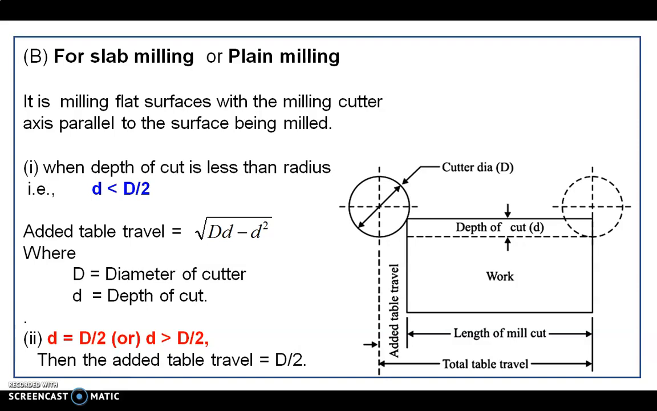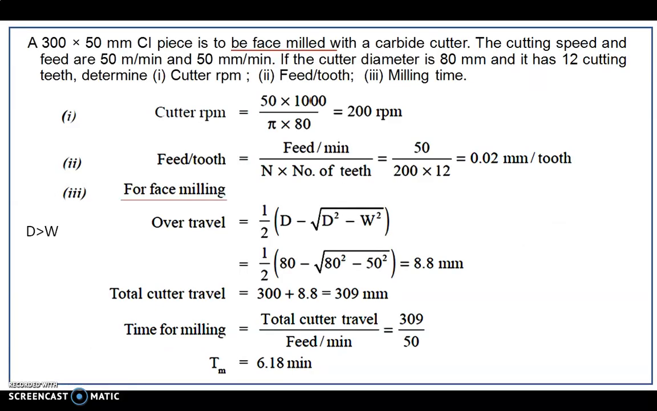When the depth of cut is less than the radius of the cutter, the added table travel equals the square root of D multiplied by d minus d squared, that is capital D multiplied by small d minus small d square, the square root. With this introduction, we will see some problems so that we can very easily understand how the milling time is calculated. This is the problem.